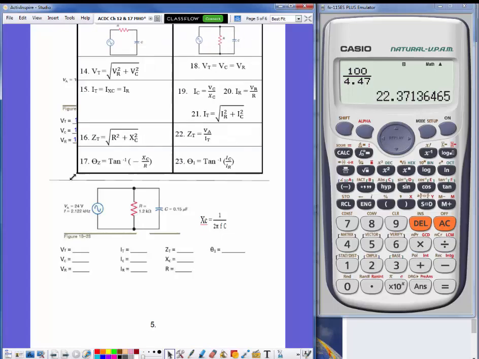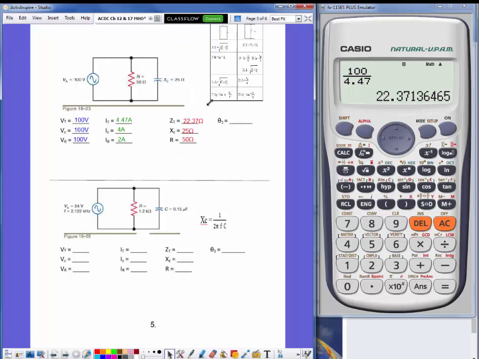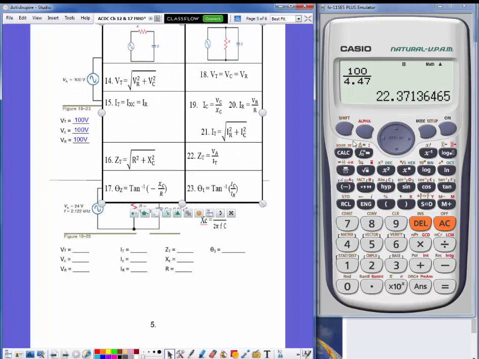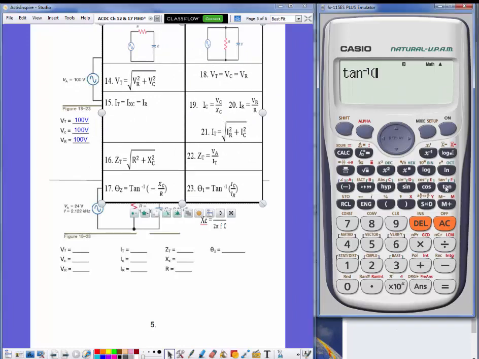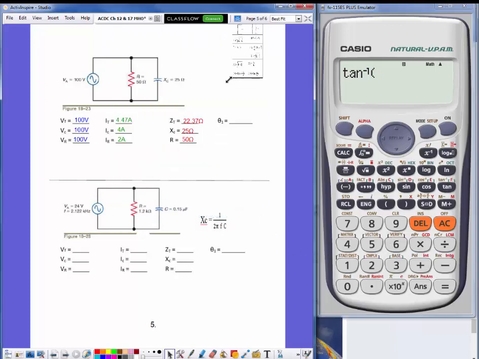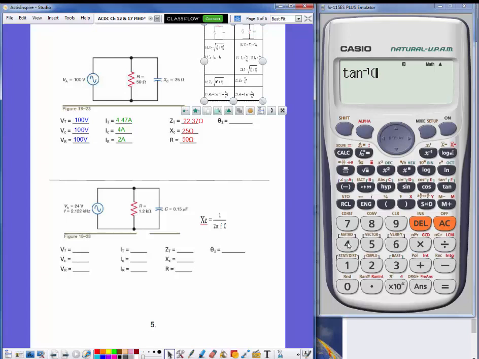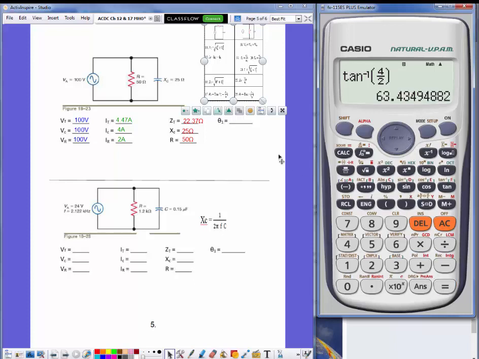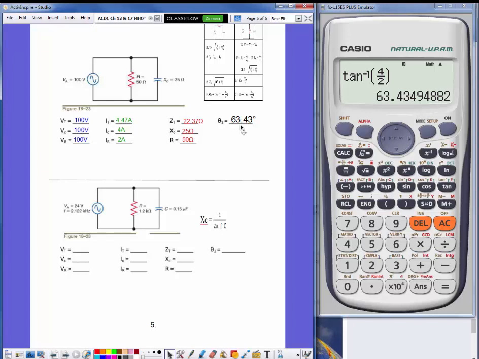Finally, we have to find theta 1, and we find that using formula number 23, which is inverse tangent, shift tangent, and it's IC of 4 over IR of 2. Scroll over, close parentheses, and that is a degree measurement of 63.43 degrees. Now why don't you try to work the next one before you watch me do it?